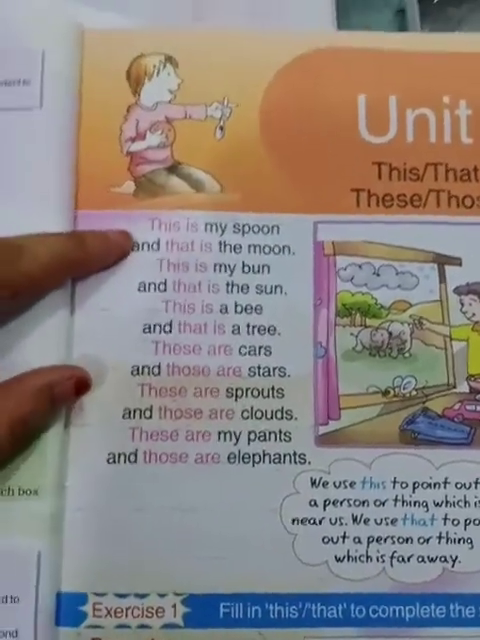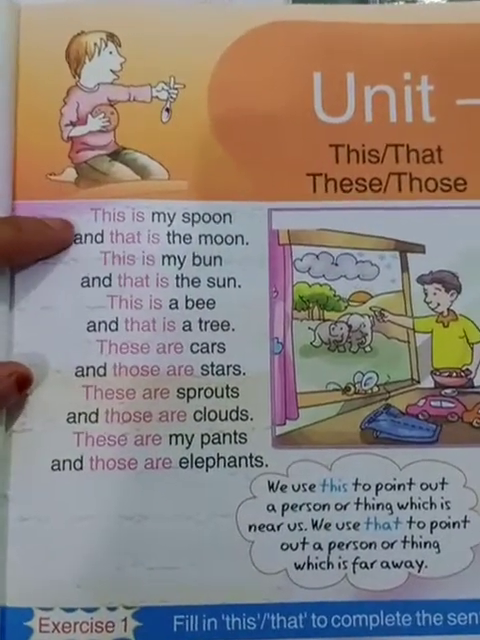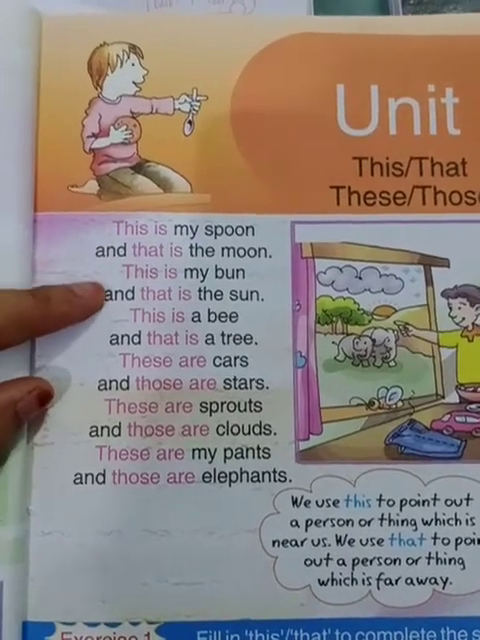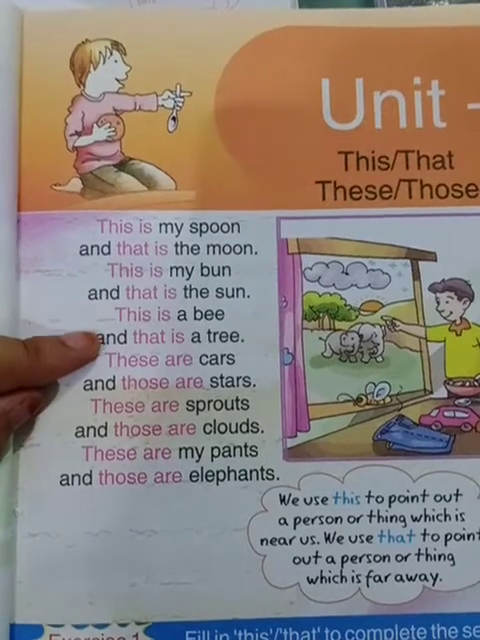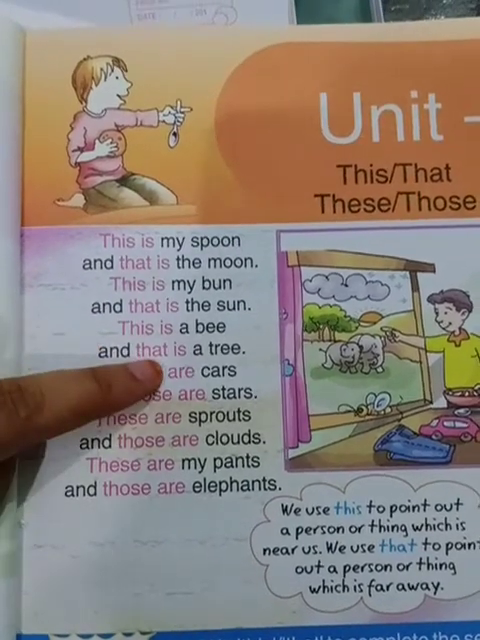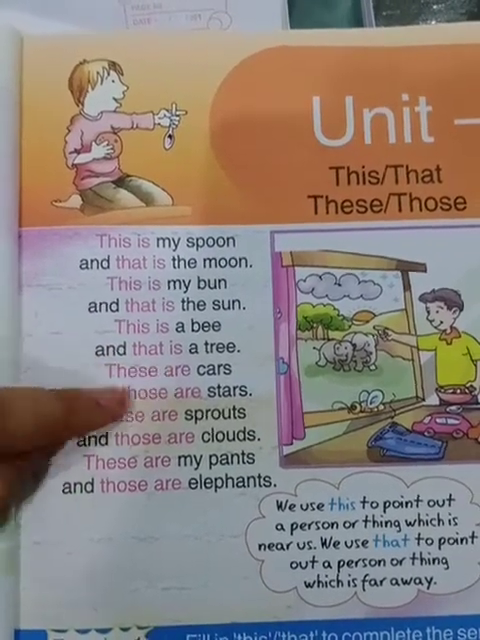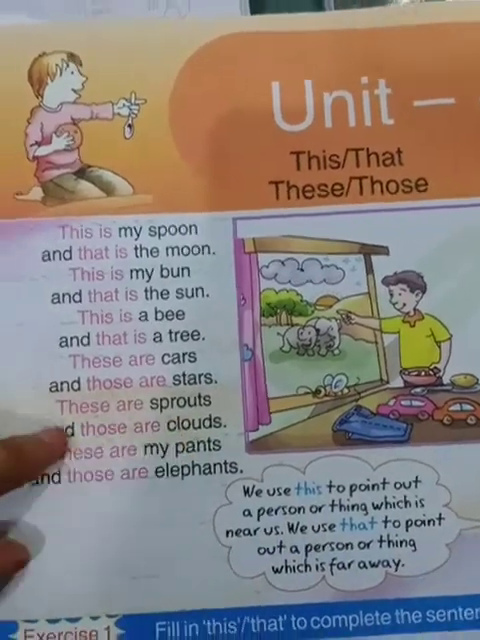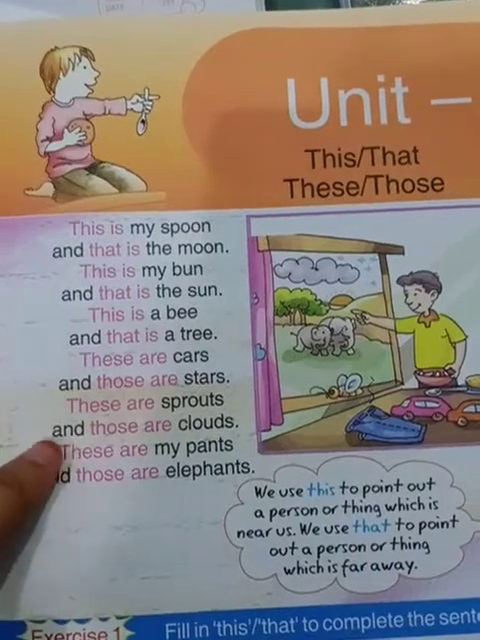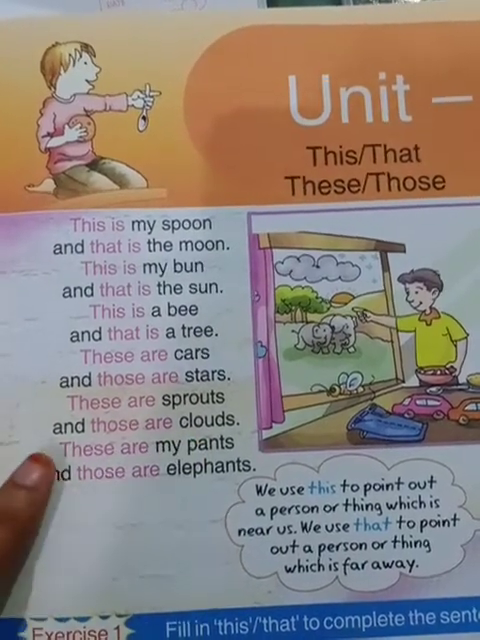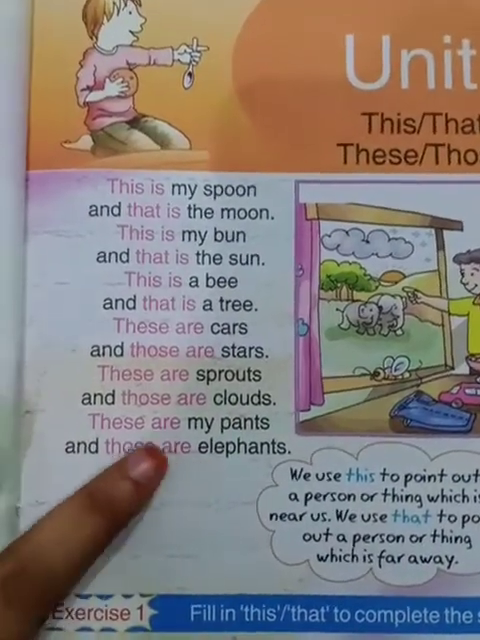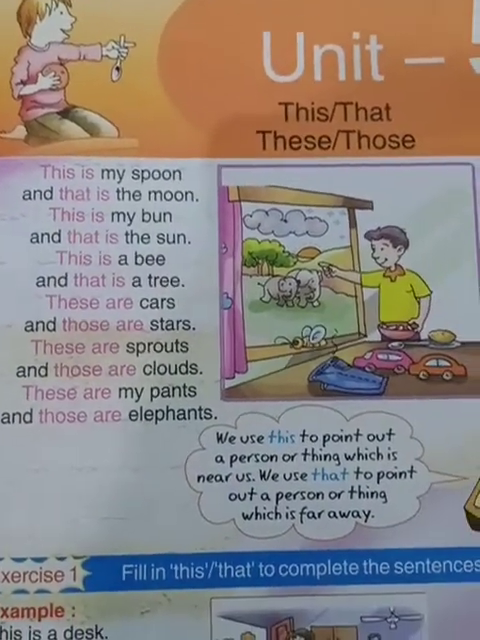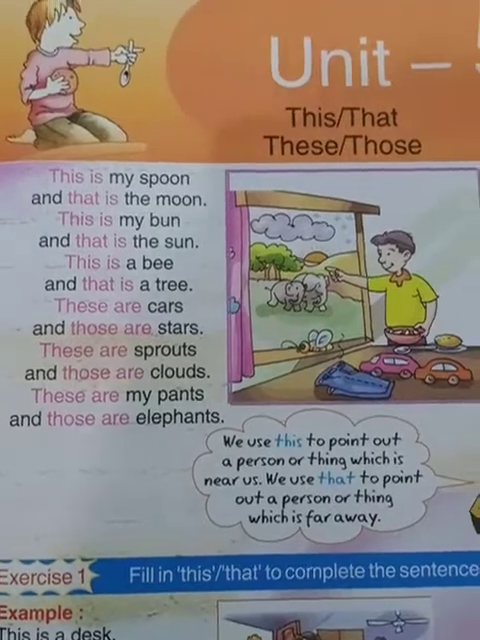So firstly we will recite the poem. This is my spoon and that is the moon. This is my bun and that is the sun. This is a bee and that is a tree. These are cars and those are stars. These are sprouts and those are clouds. These are my pants and those are elephants. So this also you will learn and send me your video clip.